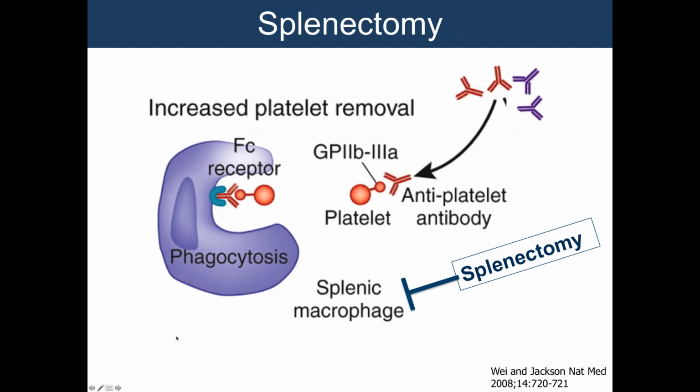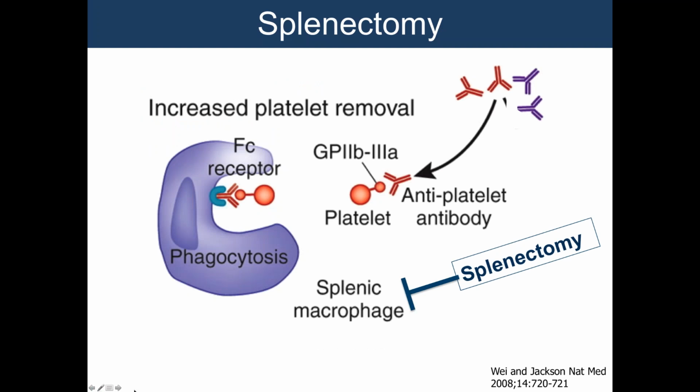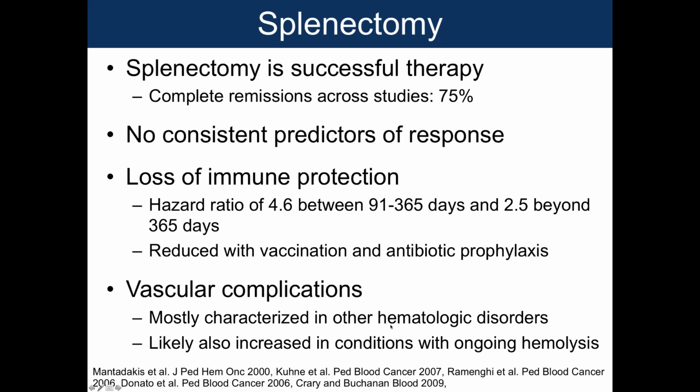To come to splenectomy, this has been our historical treatment for chronic ITP. It works on very basic principles: we are removing the source of antibody-coated platelet destruction by the Fc receptors on the macrophages within the spleen. It's a very successful therapy, with complete remission rates across studies of approximately 75%. Unfortunately, we don't have any consistent predictors of response. It would be great to be able to predict if a child is going to be in that 25% that doesn't respond before putting them through the procedure, but we just don't have anything to guide that yet.